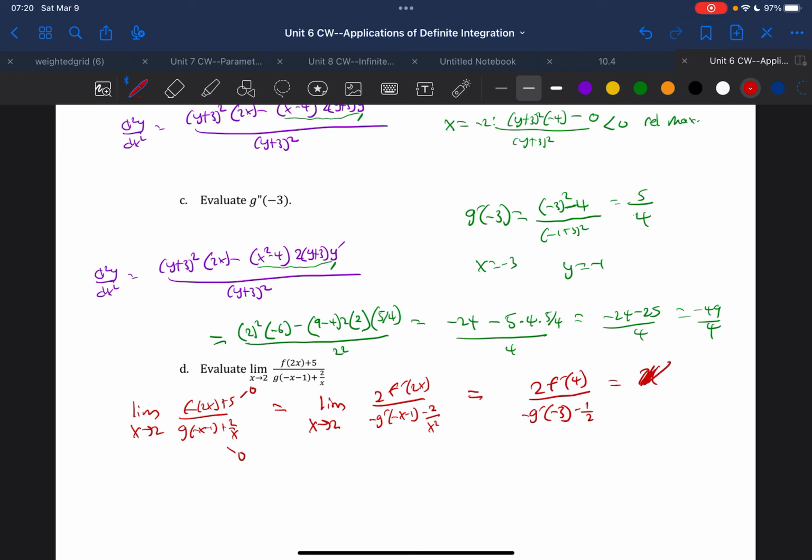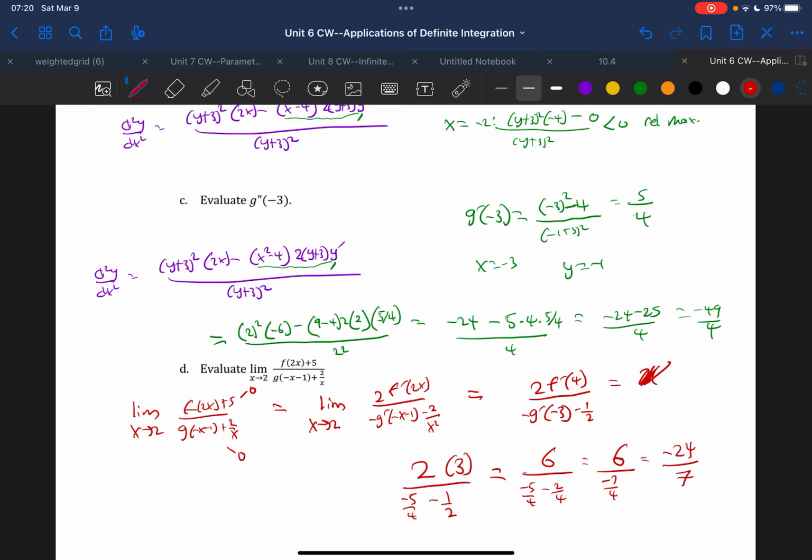So I get 2 times 3. Should I write that here? So I get 2 times 3 over -g prime of -3. So we got that here. -g prime of -3 is -5/4 minus 1/2. Again, you're under no obligation to clean this, but if you want, it's 6 over -5/4 minus 2/4. So it's 6 over -7/4, which becomes -24 over 7.